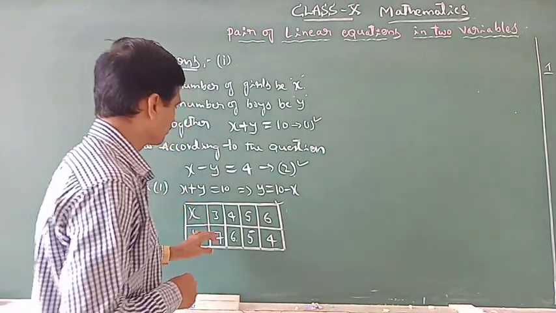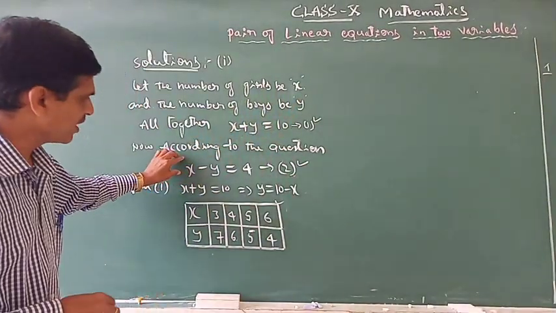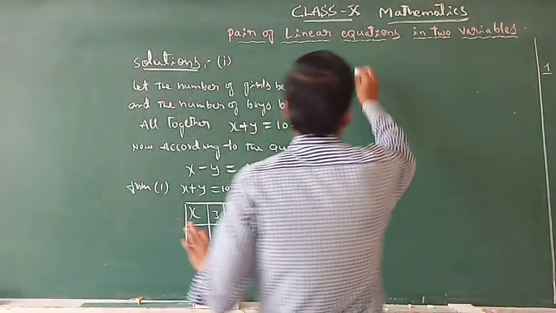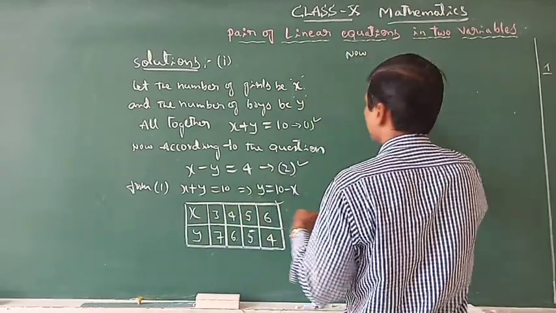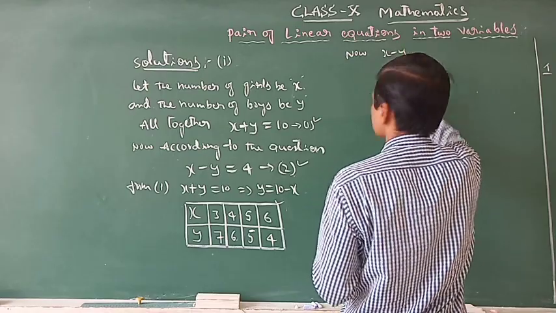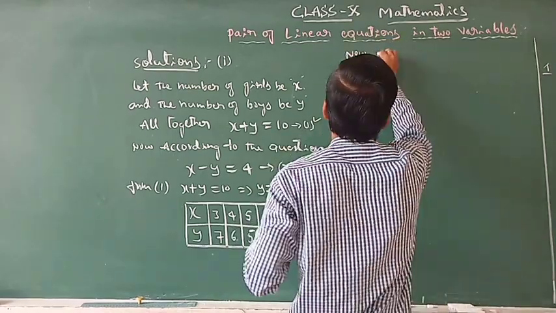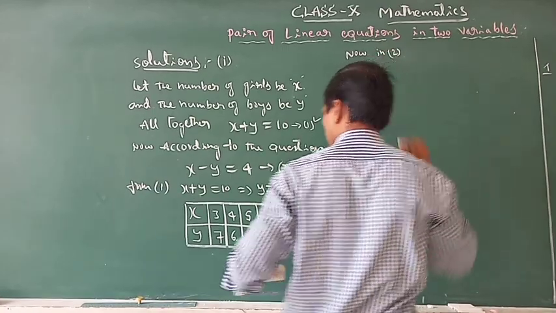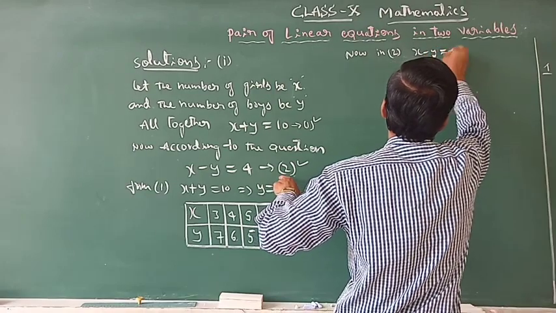Now take another one. So that is the second equation. Already it is in algebraic form, so let us take the columns also. Now the second equation, equation number 2: x minus y is equal to 4.